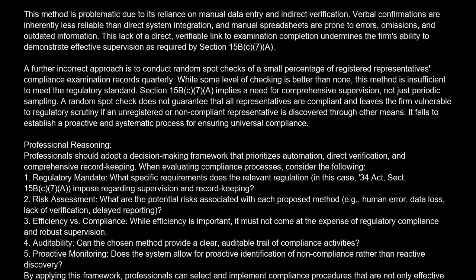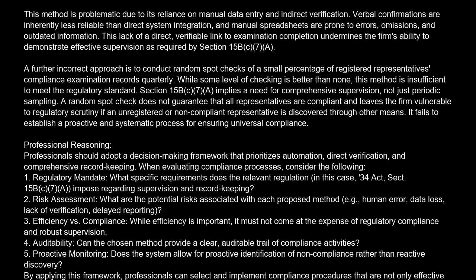2. Risk assessment. What are the potential risks associated with each proposed method, e.g., human error, data loss, lack of verification, delayed reporting? 3. Efficiency vs. compliance. While efficiency is important, it must not come at the expense of regulatory compliance and robust supervision. 4. Auditability. Can the chosen method provide a clear, auditable trail of compliance activities? 5. Proactive monitoring. Does the system allow for proactive identification of noncompliance rather than reactive discovery?